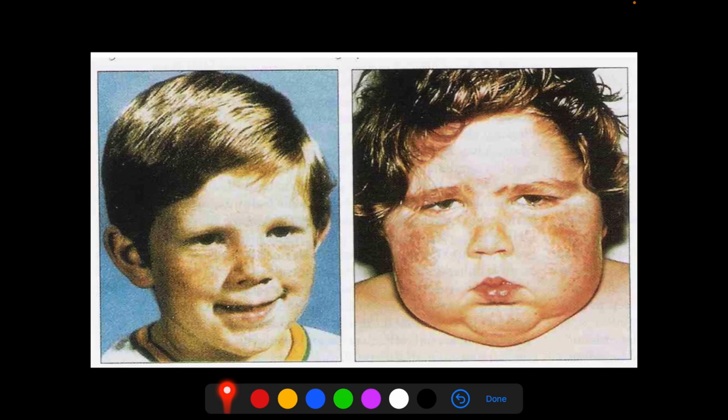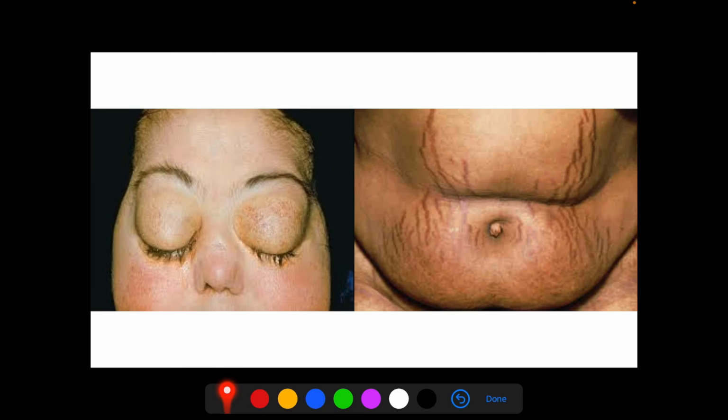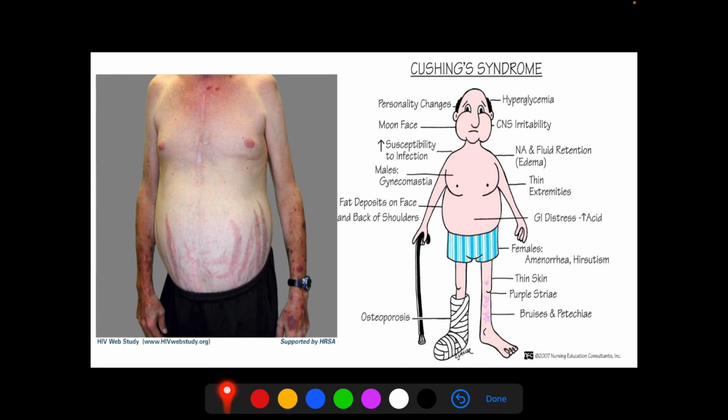So this one shows us the pictures of patients with buffalo humps because of Cushing's syndrome. So they are the same patient. So this one now develops this moon face feature. And also this one, there is this abdominal striae, and also the patient could develop this periorbital edema. Also this one, this is the abdominal striae, and these are the different complications of the Cushing's syndrome.